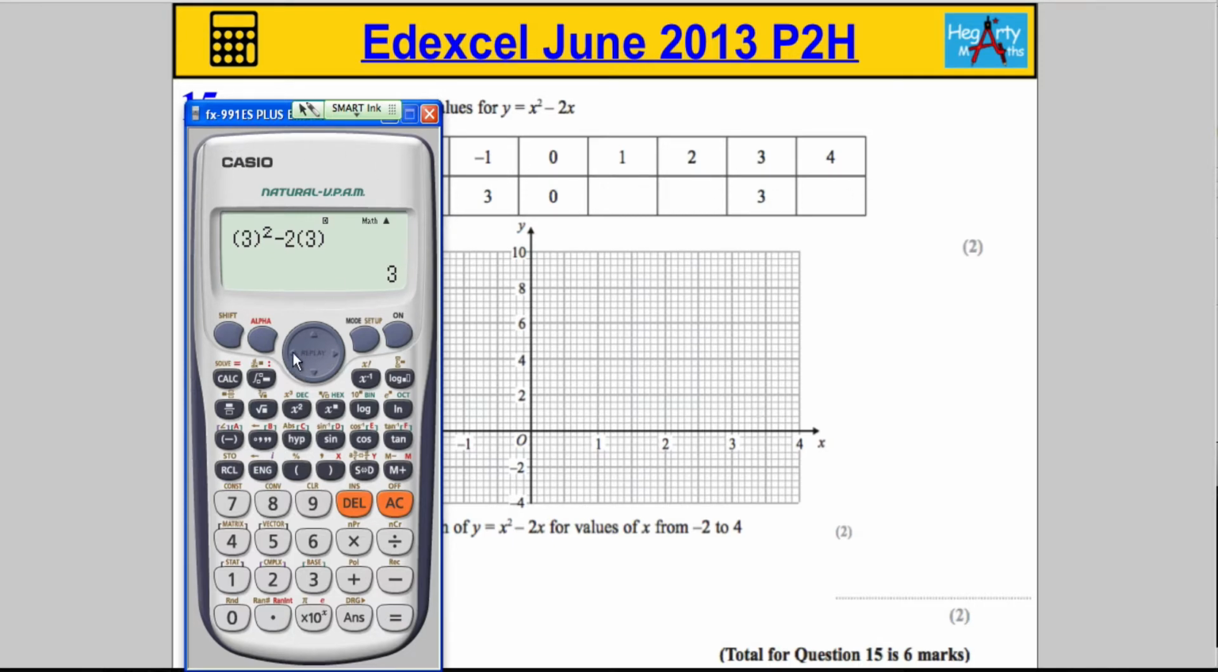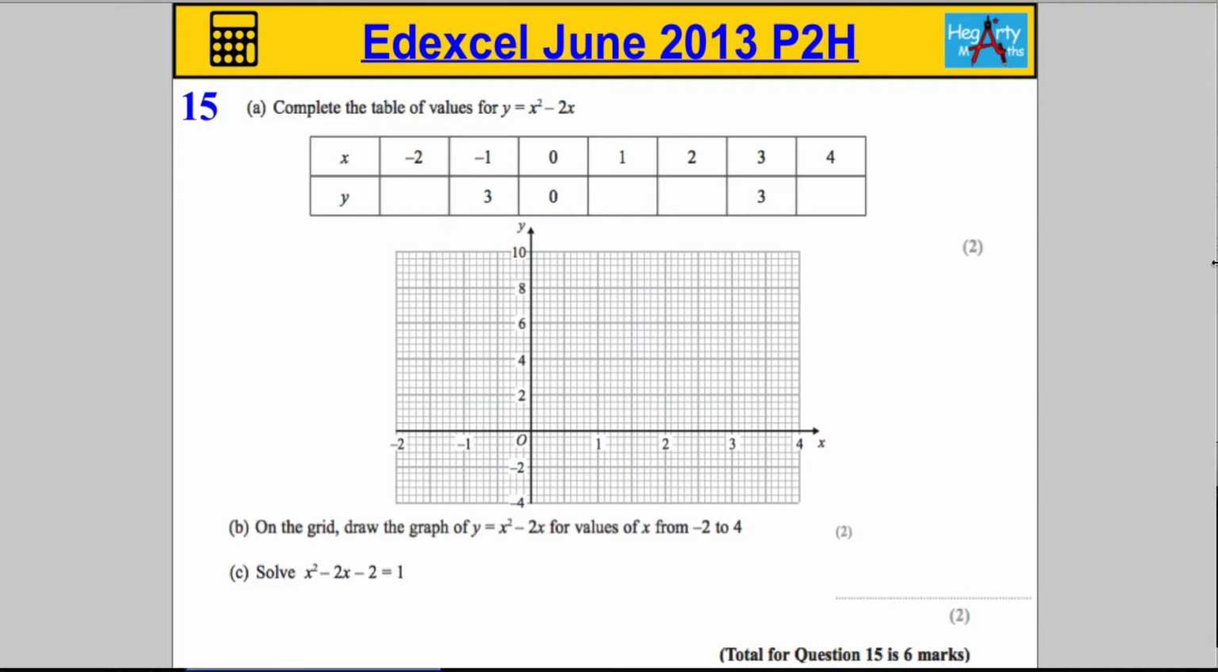And now to work out the other values, the ones that I'm actually required to do, all I need to do is change the value of x. So I'm going to leave the calculator set up exactly as it is. Let's plop in 4 there. We get a value of 8. And you can work your way through that and fill in your table.